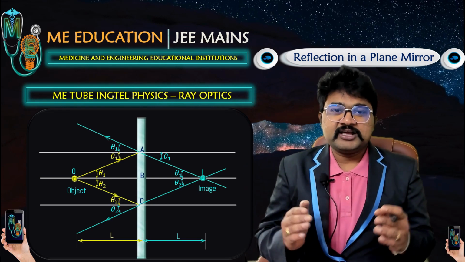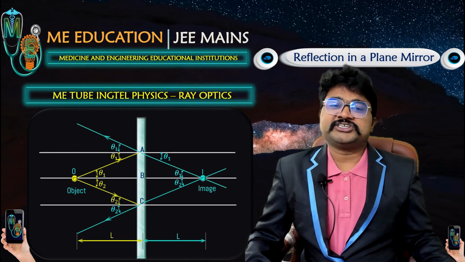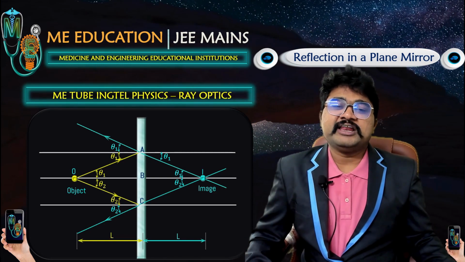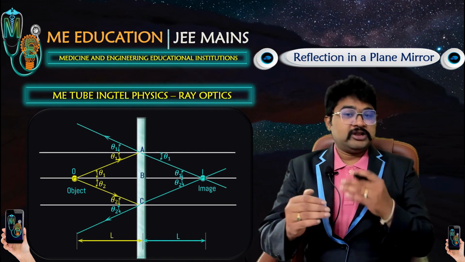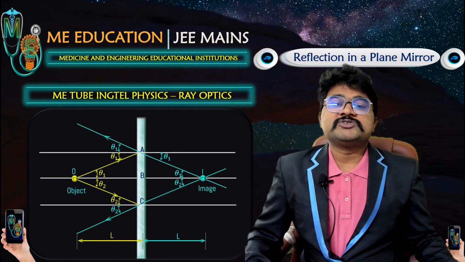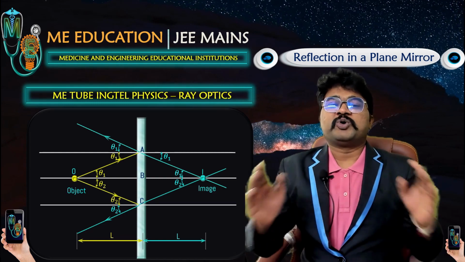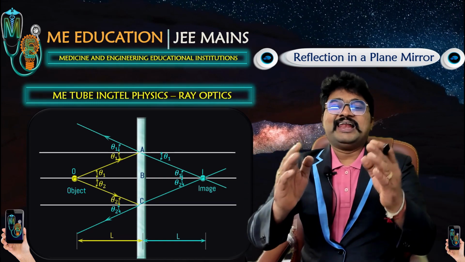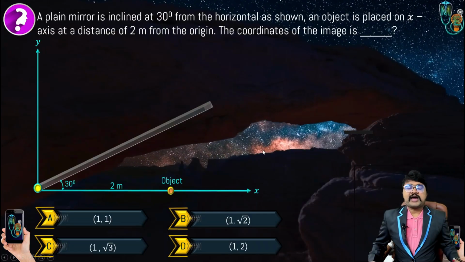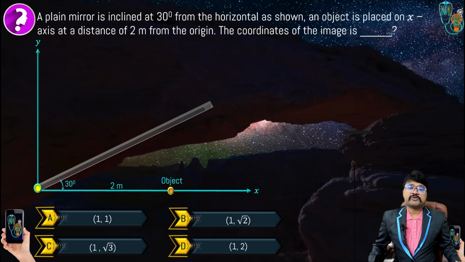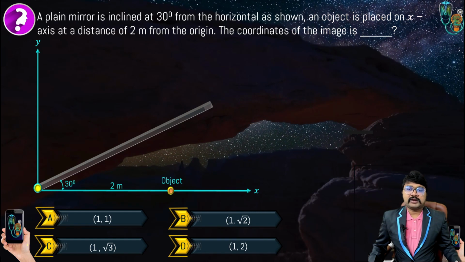We are discussing ray optics. In this session, we are going to discuss reflection in a plane mirror. We'll be covering image formation in the mirror in this particular session. Let's start the session. Now we can have a look at some problems based on image formation in a plane mirror.